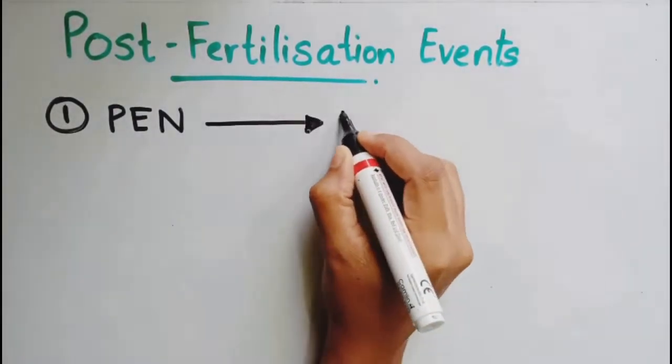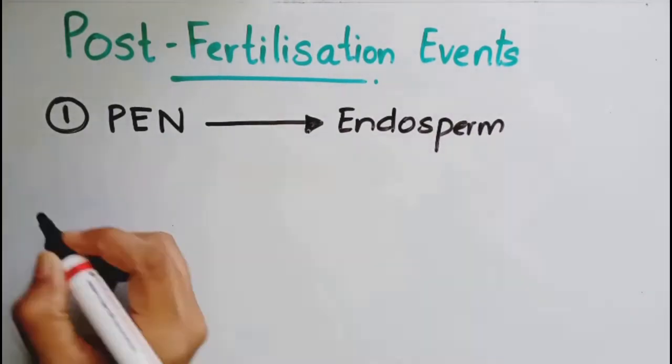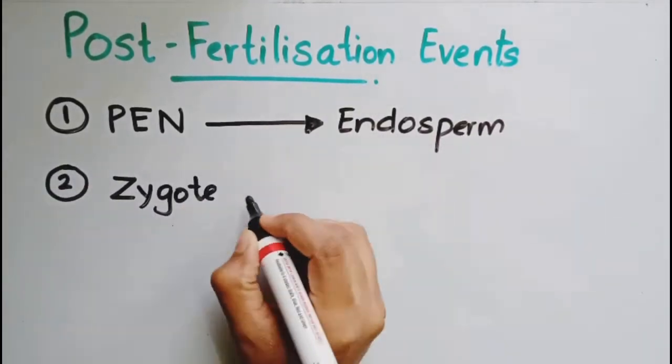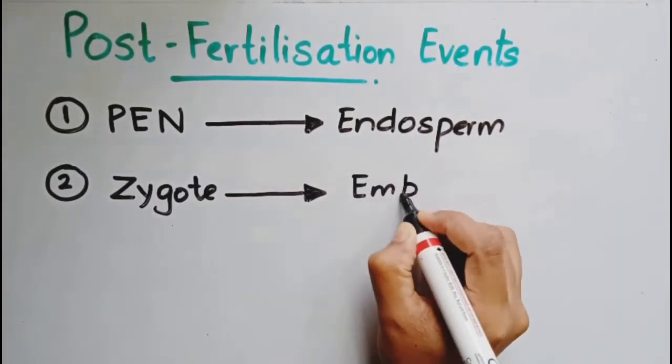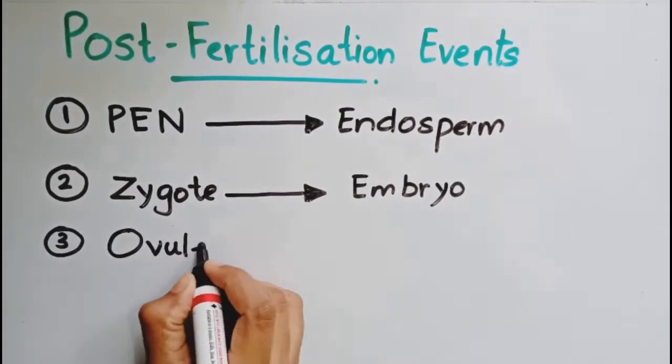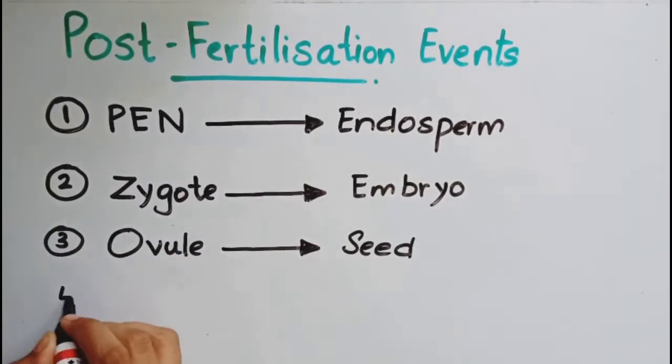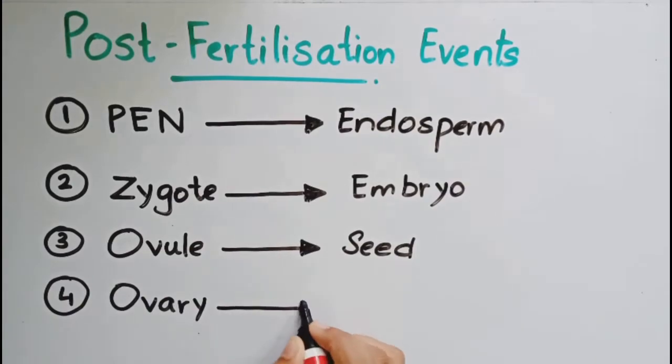First is PEN, or the primary endosperm nucleus. It is developing into endosperm. Zygote developing into embryo. Ovule, it develops into seed. And ovary develops into the fruit.